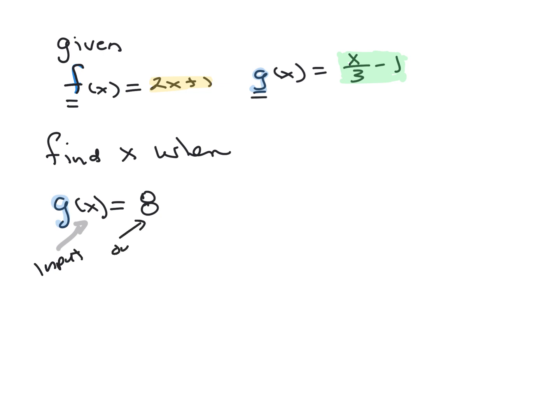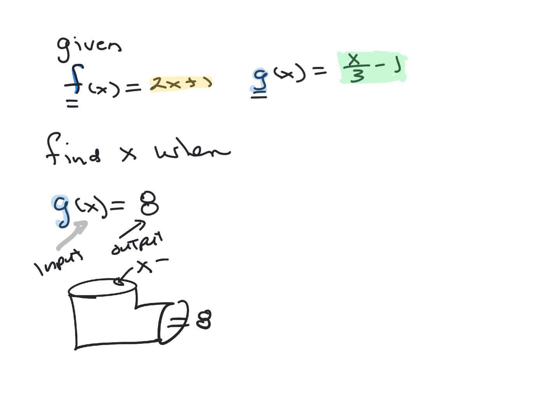And 8 is the output. So they want you to determine if 8 is coming out of the machine. They're trying to figure out what you have to put in as the input. If the rule is x divided by 3 minus 1, what would you have to put into the machine to get 8 out? So the way that we're going to do that is we're going to set up an equation.